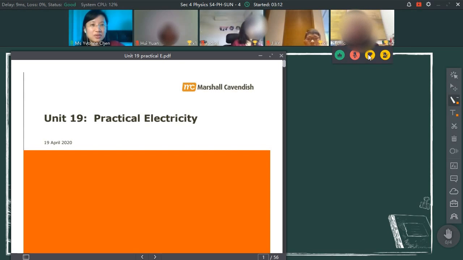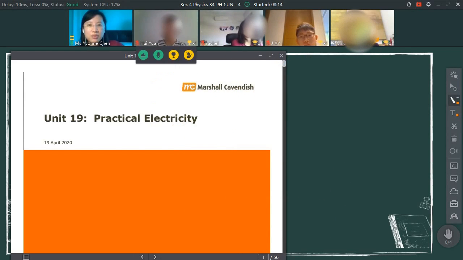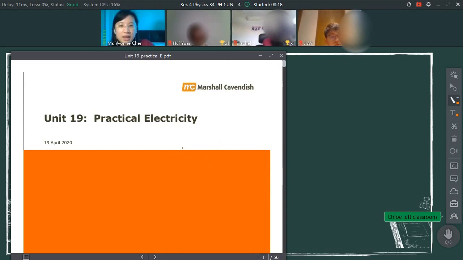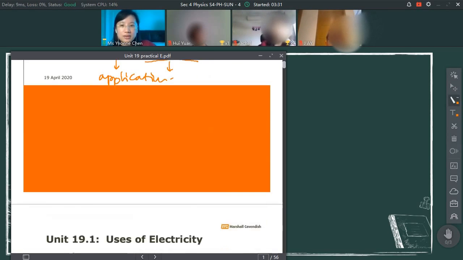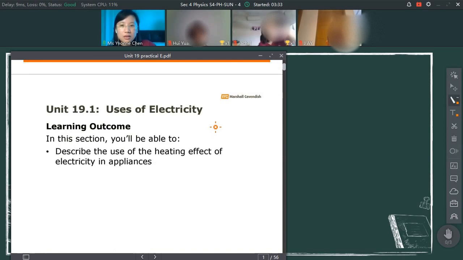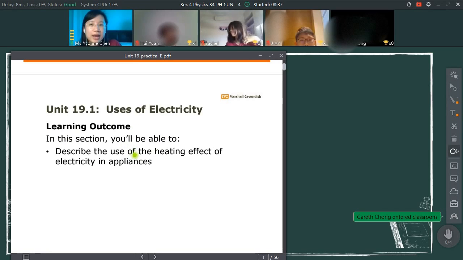Okay, thank you. So Hui Yuan just now said practical electricity talks about how we apply electricity in our daily life. This actually means application, more of application questions for electricity. So now let's look at the use of electricity. These notes were actually uploaded last night.